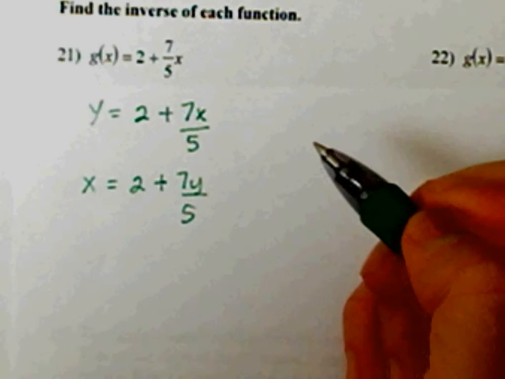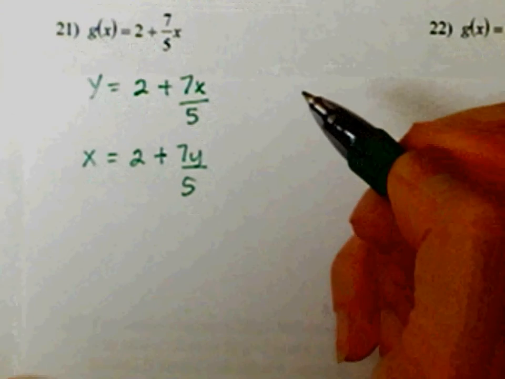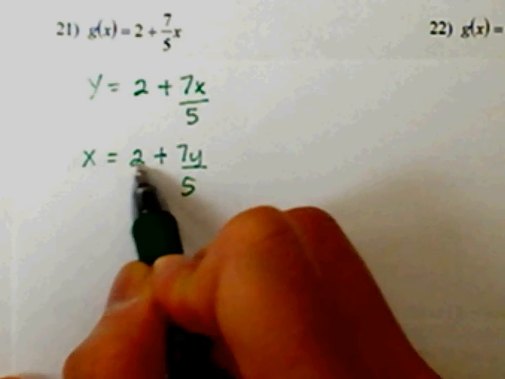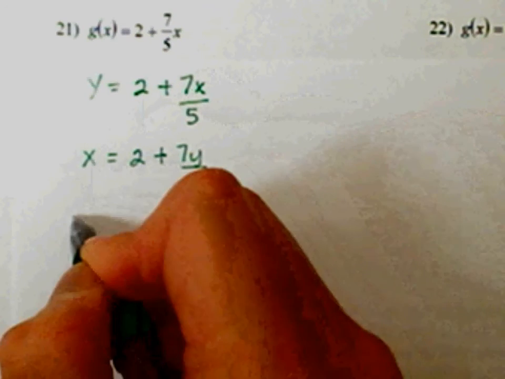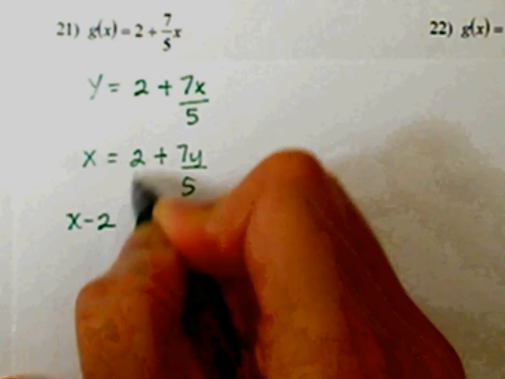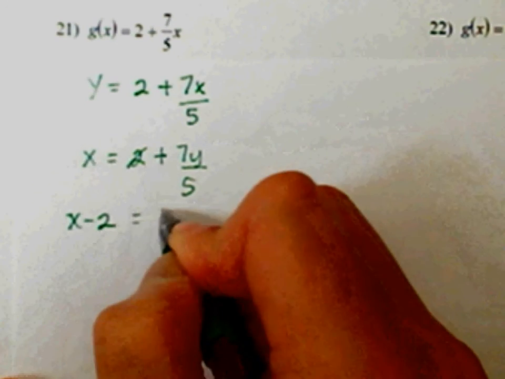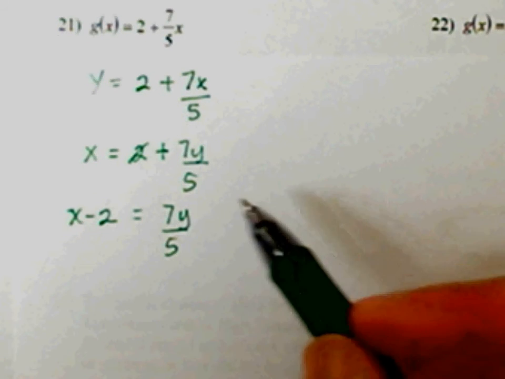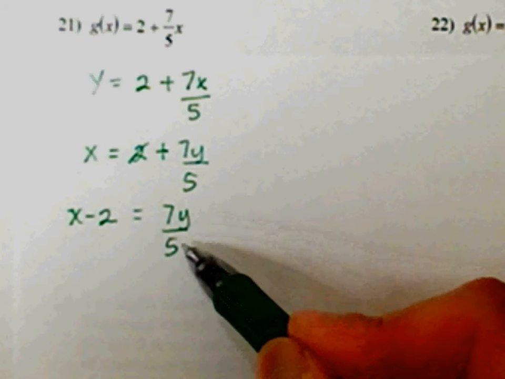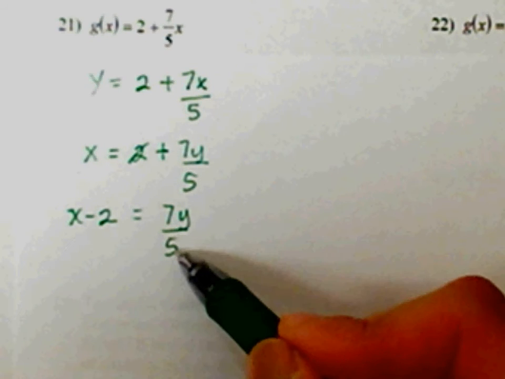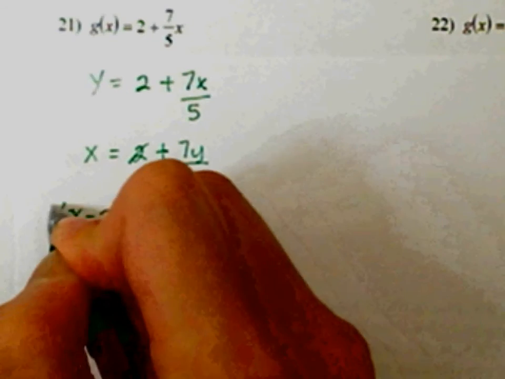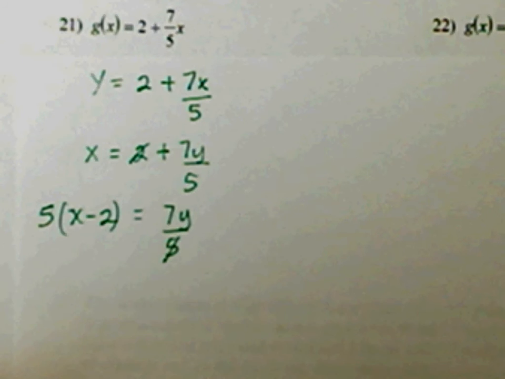Okay? Solve for y. How do you solve for y? We're going to add or subtract first. Since this is a positive 2, I'm going to move it over. So now you will have x minus 2 equal 7y over 5. Your next step, solve for y. See how you have divided by 5? Opposite of divided by 5 is times 5. Mark it off. I'm going to multiply it all by 5.